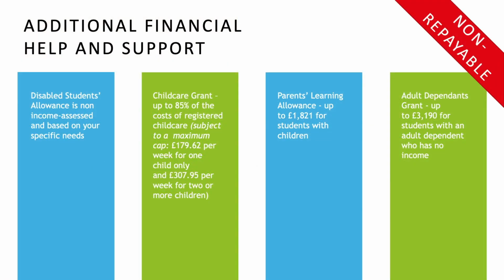There is also additional funding available from Student Finance for those students who have a specific learning difficulty or long-term medical condition, and this can be applied for through the Disabled Students Allowance. For those students who have dependents, there is the Childcare Grant, Parents' Learning Allowance and Adult Dependants' Grant, and they may be applicable to you. Full information is available on the government website.